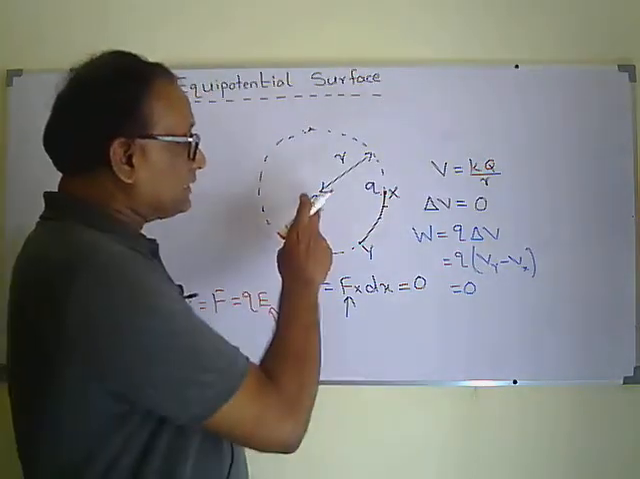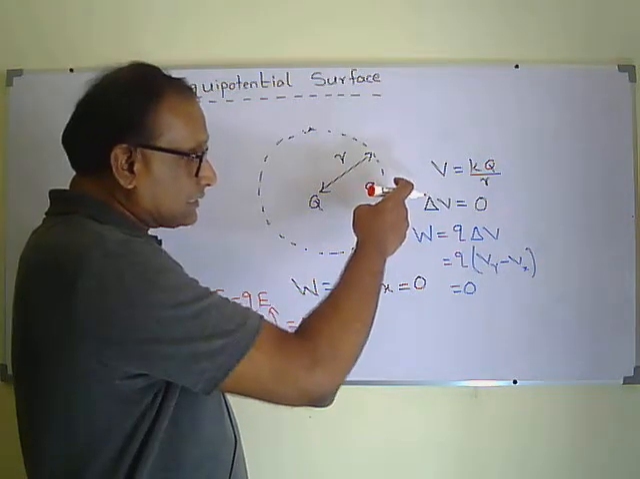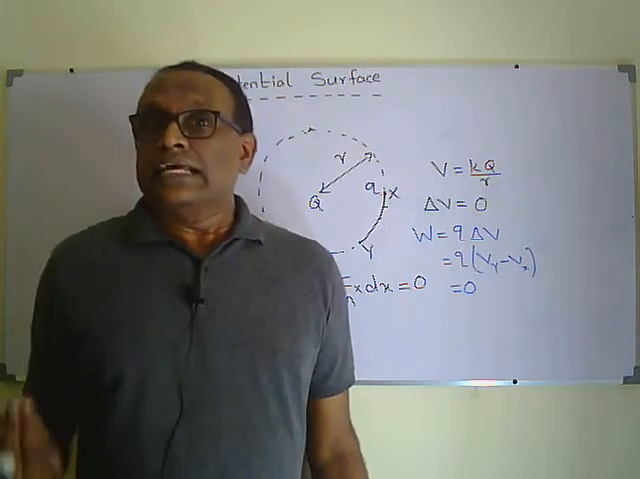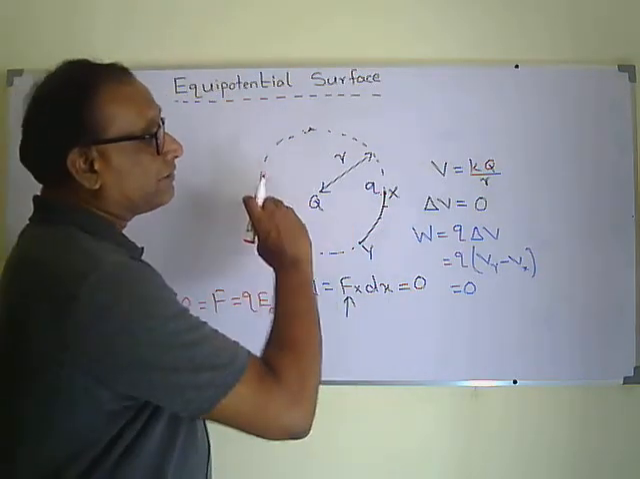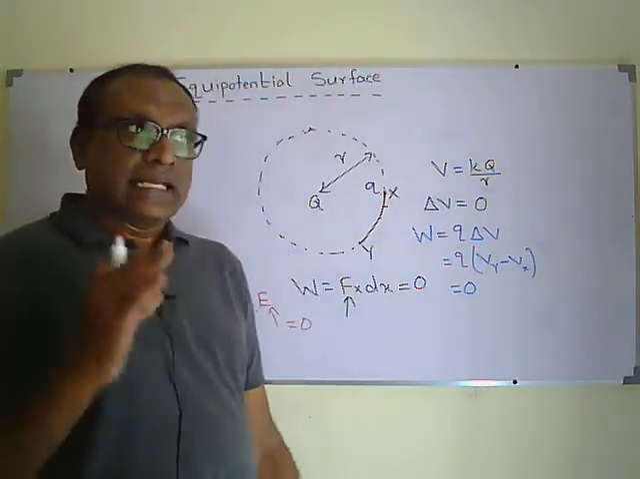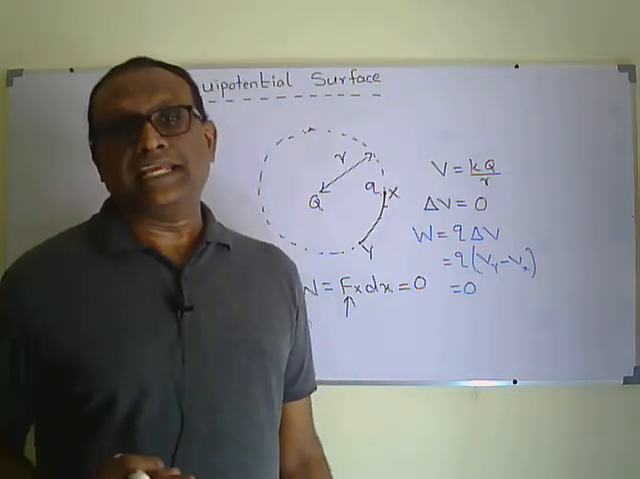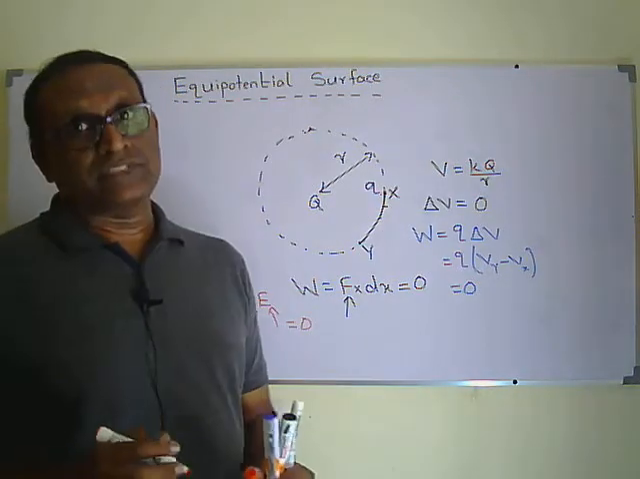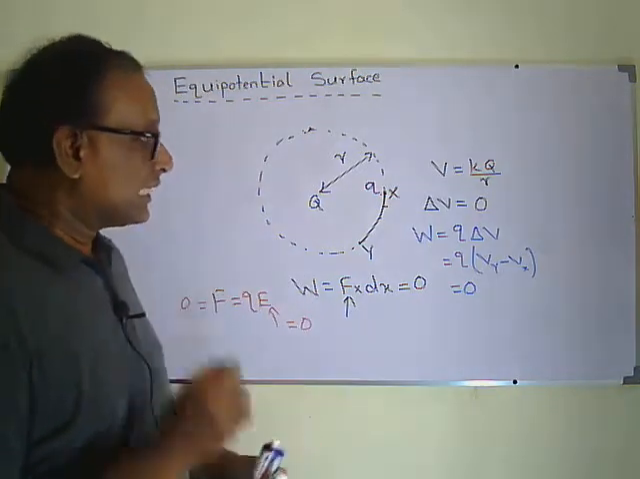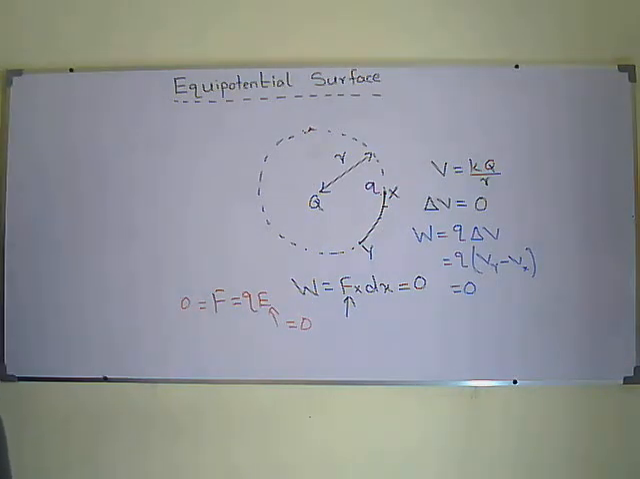The electric field created by charge Q should not have any component along the equipotential surface. That means the electric field should be at right angle to the equipotential surface. Are you clear? So electric field lines should always be perpendicular to the equipotential surface. They should not have any component along the equipotential surface. That's a very important conclusion based on equipotential surface.